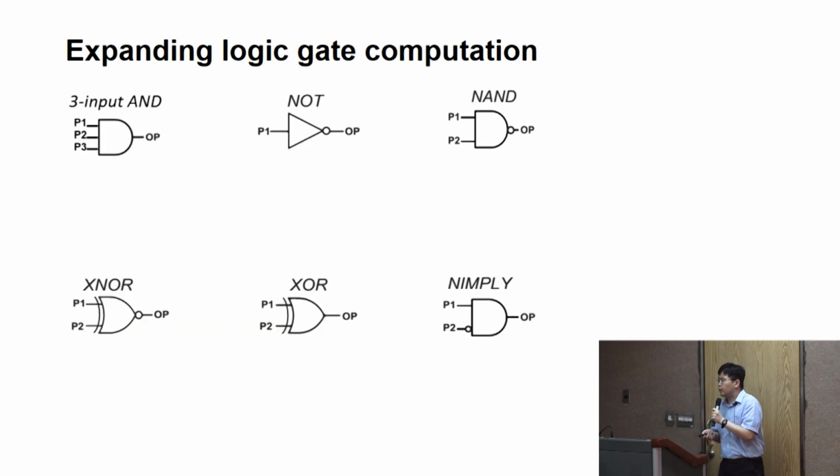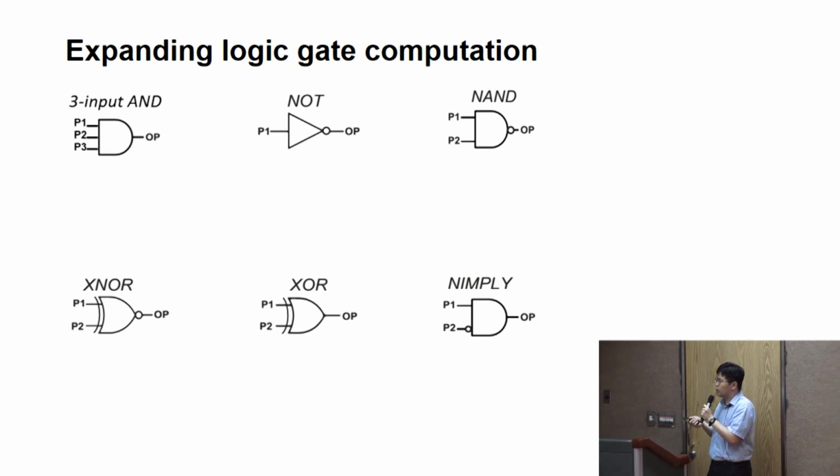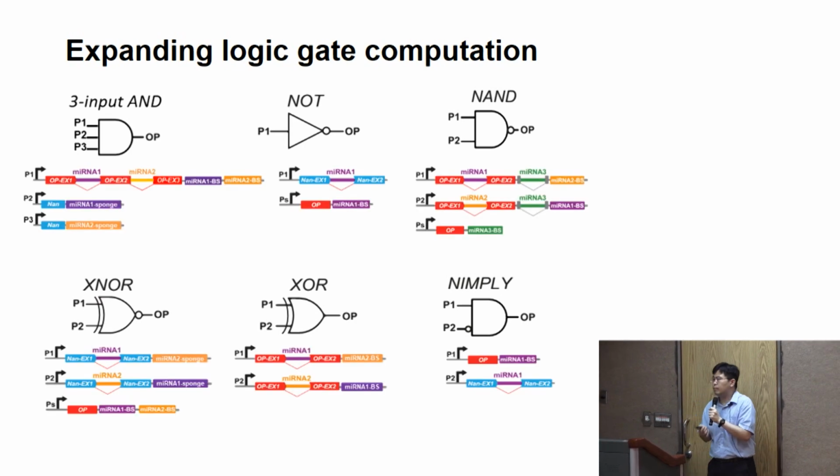For example, here are a few examples of additional logic gates. All these designs can be implemented with a very similar logic of microRNA and sponge interaction. And all those designs can be accomplished at a single computation layer, meaning the circuit is relatively compact, and the computation is faster and also more robust. Those are very important features for potential successful clinical translations.